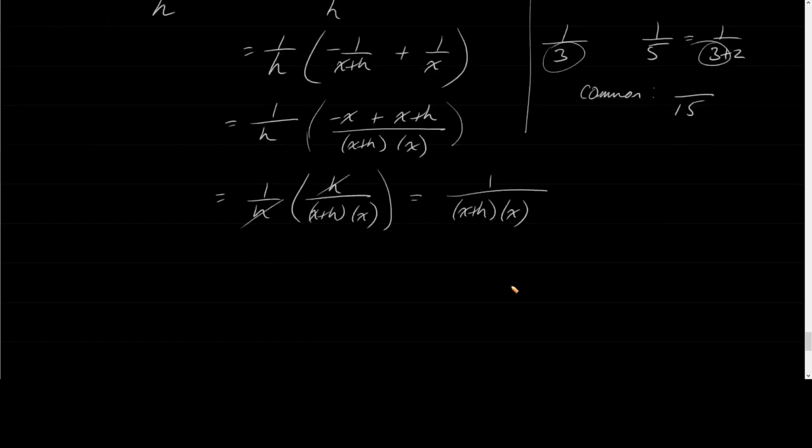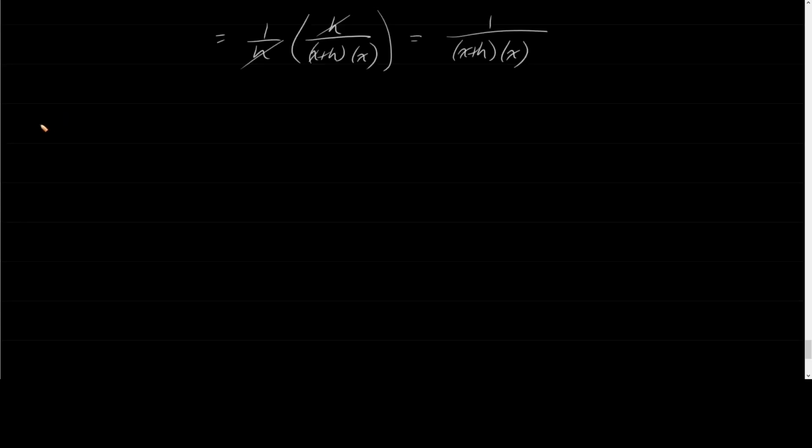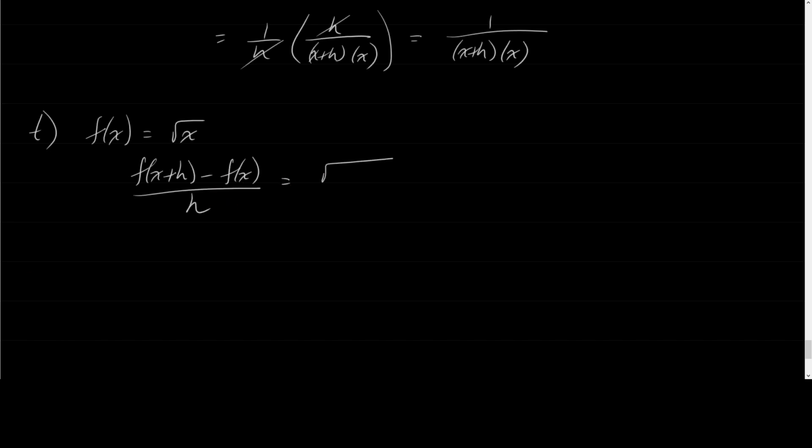I'll do one last one. This will be the last example here. Let's say that I have f of x is equal to the square root of x, and I want to do this, the difference quotient stuff. So what I'm going to say here is that the difference quotient is f of x plus h minus f of x over h. In this case, that means the square root of x plus h minus the square root of x over h, right? Plug in x plus h into the x, square root of that.